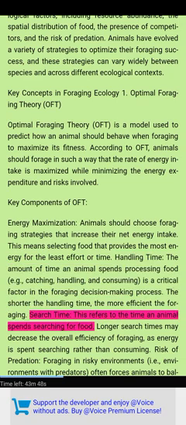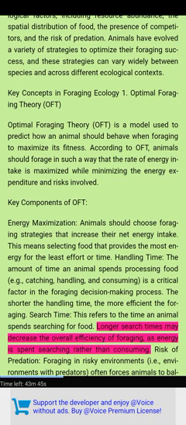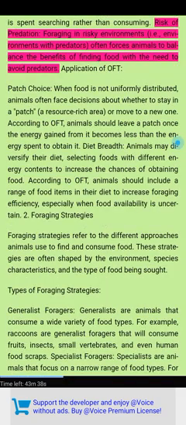Search time. This refers to the time an animal spends searching for food. Longer search times may decrease the overall efficiency of foraging, as energy is spent searching rather than consuming. Risk of predation: foraging in risky environments, i.e., environments with predators, often forces animals to balance the benefits of finding food with the need to avoid predators.